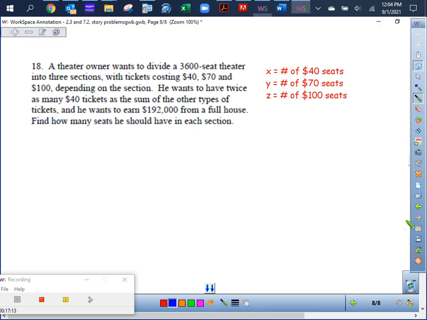So let's just roll with x is the number of $40 seats, y is the number of $70 seats, and z is the number of $100 seats. Like, it's all about either number of or amount. You know, that's the important part to me. But if you just say x equals 40, y equals 70, and z equals 100, I mark that wrong. In no way does x equal 40. It's the number of seats.